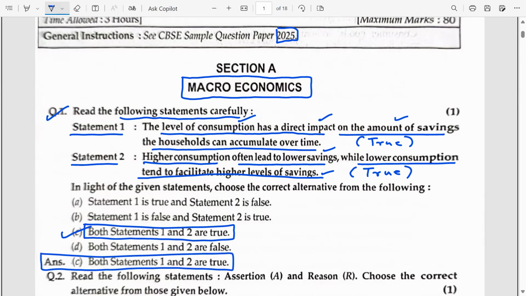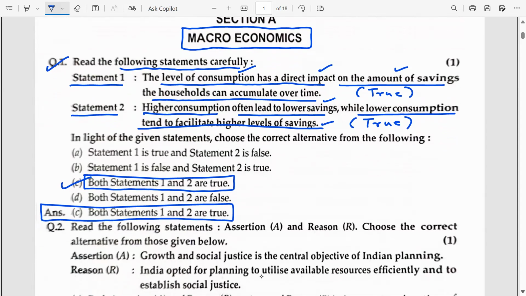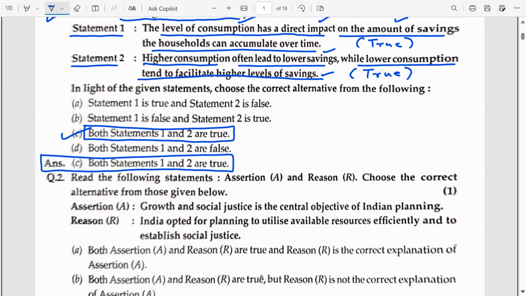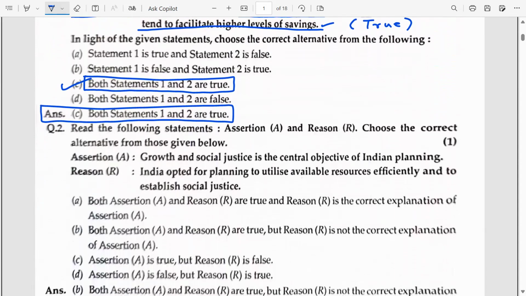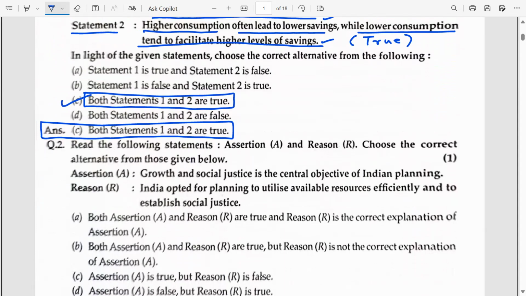Coming to question number 2. Again, read the following statements. Now we have an assertion and a reason. We want to check whether both assertion and reason are true, and reason is the correct explanation of the assertion. Both are true, but reason is not the correct explanation of the assertion. Assertion is true, but reason is false. Assertion is false, but reason is true.